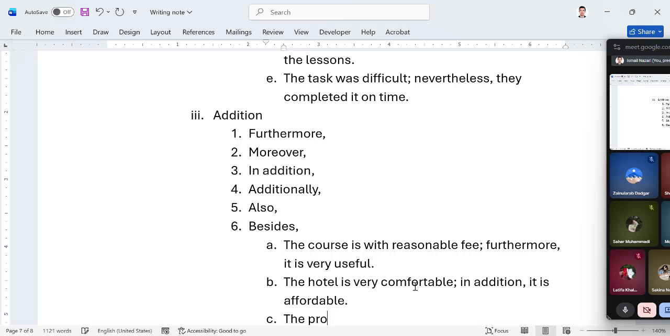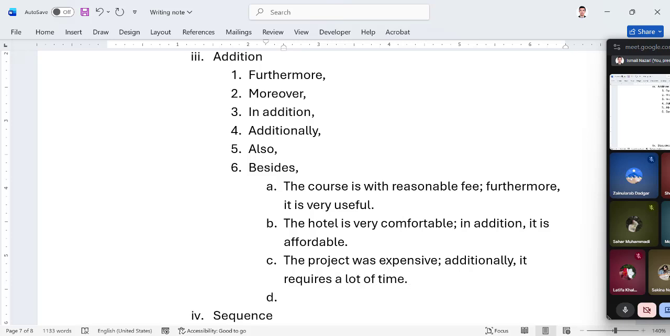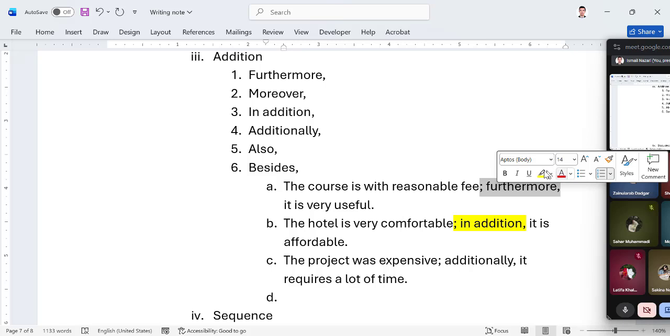Or if you say, for example, the project was expensive, and then we can put a comma and use the transition signal additionally, it requires a lot of time. This is addition. Addition simply means that another similar idea is going to be added. So they're transition signals, conjunctive adverbs.